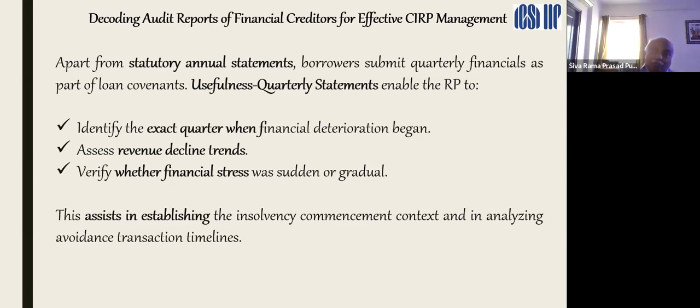So through the financial statements, audit, or the financial statements submitted by the borrower to the bankers, we can find out the preferential transaction period, where it happened, why it happened, and how much the amount was. All these things we can assess.